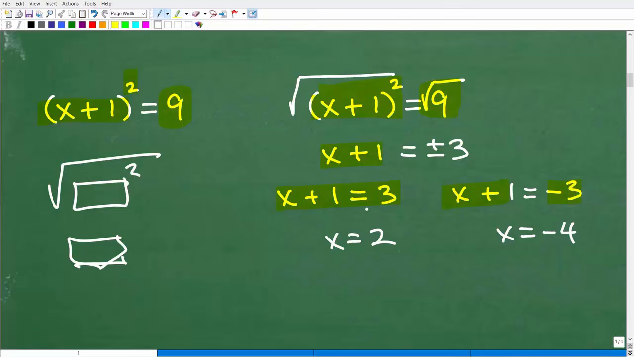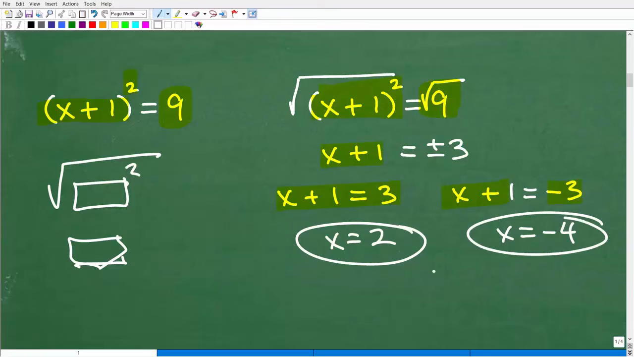And then I just solve these respective equations. Subtract 1 from both sides, I get x is equal to 2. Now I subtract 1 on both sides here, I get x is equal to negative 4, and these are our two solutions. All right, if you got that right, let me give you a big check mark and another happy face. Again, not that difficult, but we're warming up, okay?